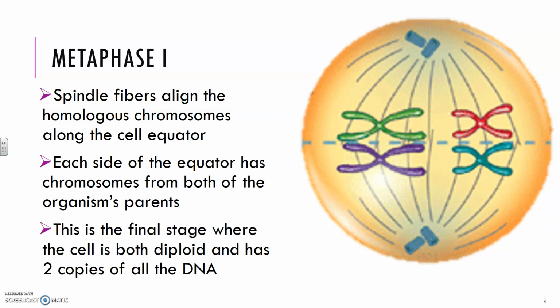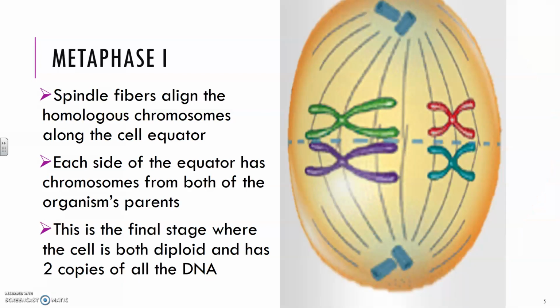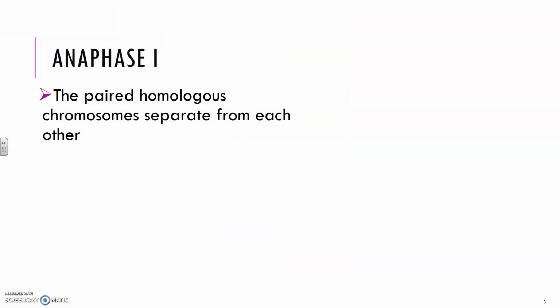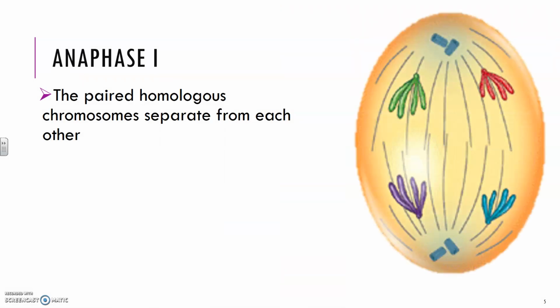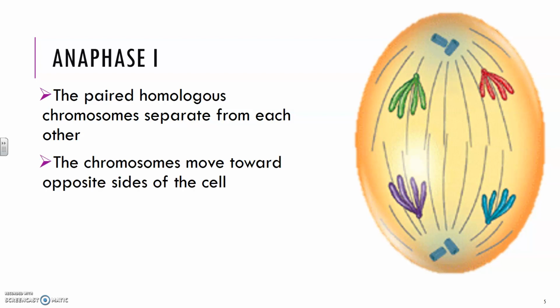All right. This is the final stage where the cell is both diploid and has 2 copies of all the DNA. Right. So now we're going to go into anaphase 1. So in anaphase 1, you get the paired homologous chromosomes separating from each other. Okay, so the 2 chromosome 1s are separating from each other, 2 chromosome 2s are separating from each other, all the way down. Okay, so now you're going to end up with 23 chromosomes on each side of the cell. And you're going to get a split right down the middle between them.